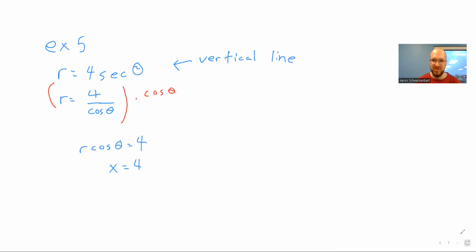So we can also convert from rectangular to polar, which can be a little bit more complicated maybe.